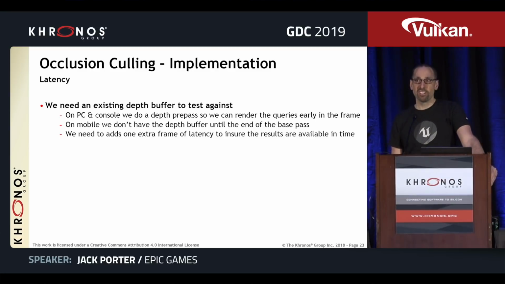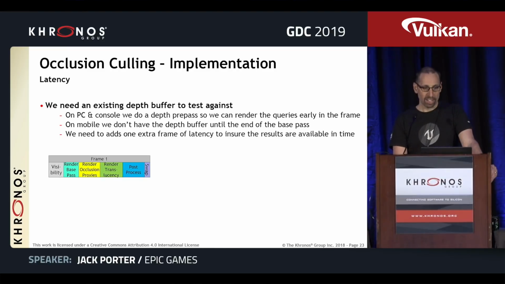But we need a depth buffer to test against, and so on mobile we don't use a depth prepass. We felt the amount of geometry we have, certainly the extra draw calls and the extra vertex count, would make it infeasible to do a separate depth prepass. So we cannot render our occlusion queries right at the start of the frame as we would on PC and console. And so we have to render them a little bit later.